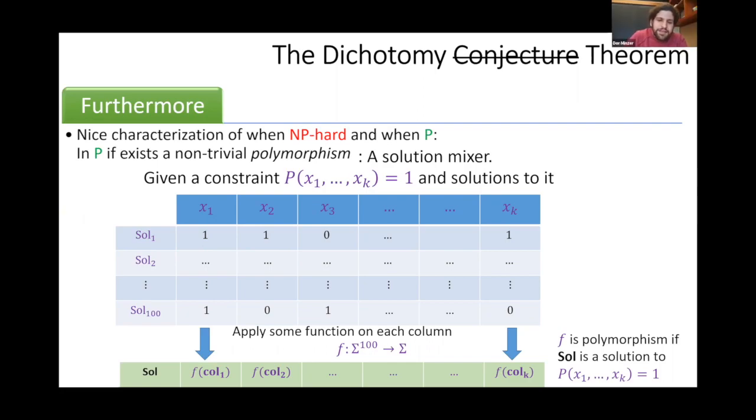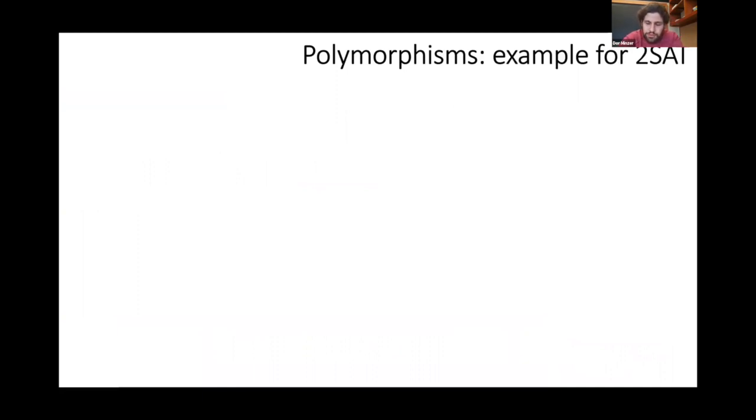Okay, thanks. Anyway, so this is very abstract. So let's see an example of polymorphism. So here is a predicate. This is the predicate corresponding to 2SAT. We know that 2SAT is in P. And if you believe me about this theorem, or if you believe the people who proved it, then really the reason that 2SAT is in P is because there exists some non-trivial polymorphism. So let's try to see that, just to be convinced.